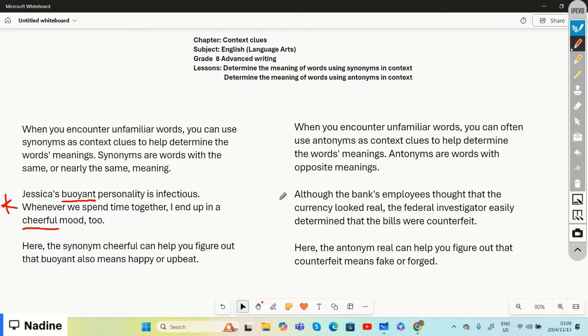And if we look at an example, it says, although the bank's employees thought that the currency looked real, the federal investigator easily determined that the bills were counterfeit.